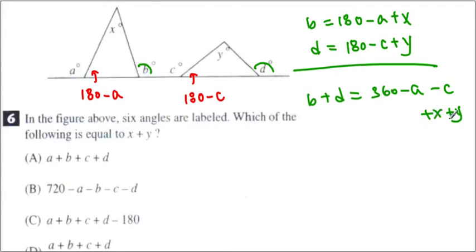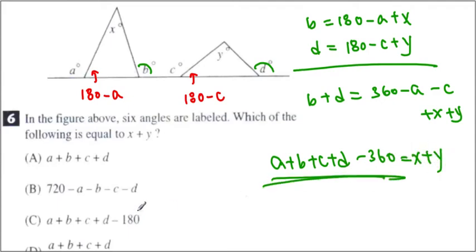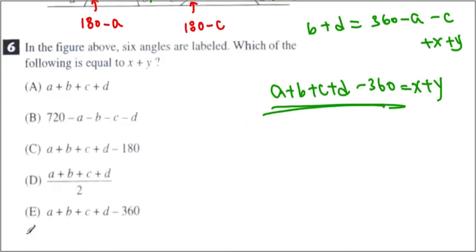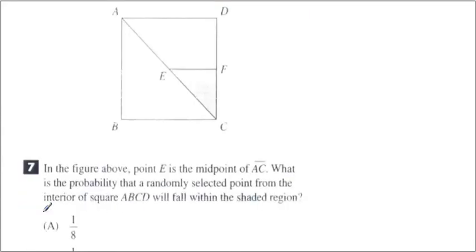Then here, having x, y alone and moving all the other things to the other side, we have A plus B plus C plus D. They're all moving onto the left side. Minus 360 must be equal to x plus y. And hence that becomes our answer, which is choice E. Alright, let's move on to the next question.